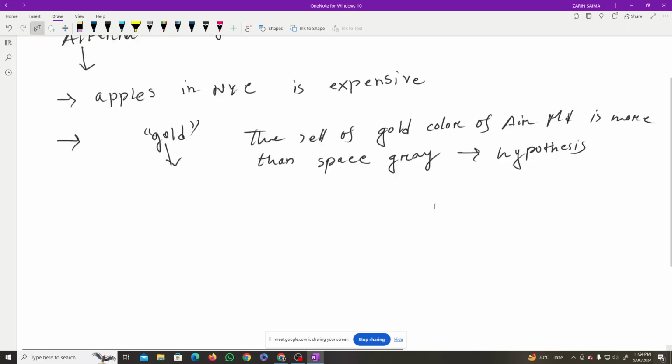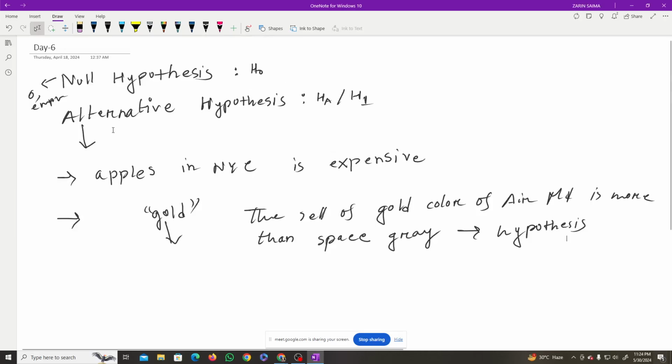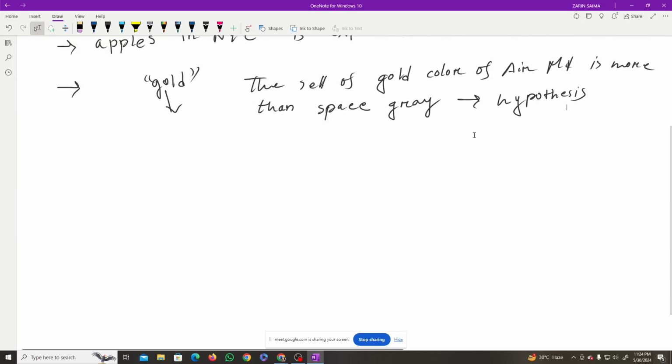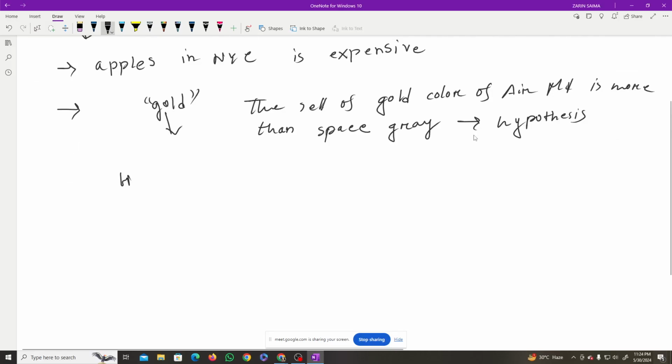So in this case, what will be the null hypothesis and what will be the alternative hypothesis? The null hypothesis would be exactly this sentence: the sale of gold color of Air M1 is more than space gray. And the alternative hypothesis would be the sale of gold color of Air M1 is not more than space gray. So basically, the alternative hypothesis is everything that is not a null hypothesis.